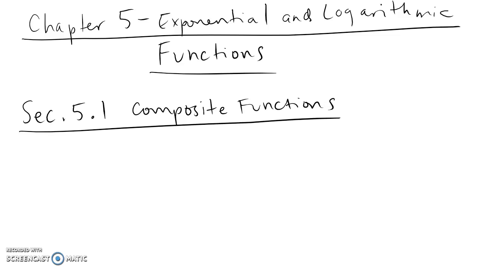Chapter 5 is all about exponential and logarithmic functions. Before we can actually look at exponential and logarithmic functions, though, we are going to have to talk about a couple of things. First, section 5.1, composite functions, and then after that we're going to look at one-to-one and inverse functions in section 5.2. So what is a composite function?